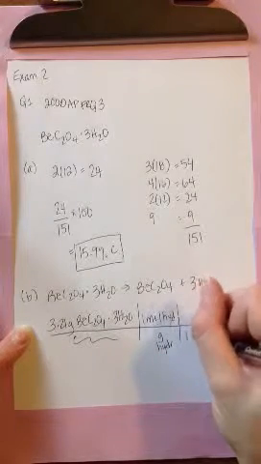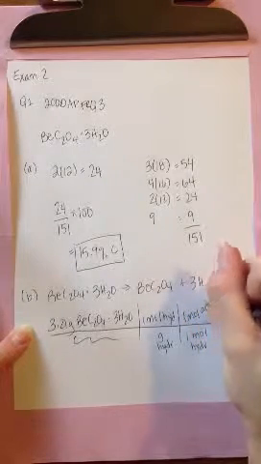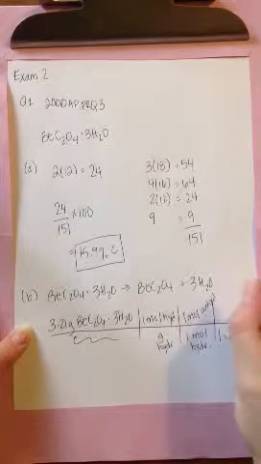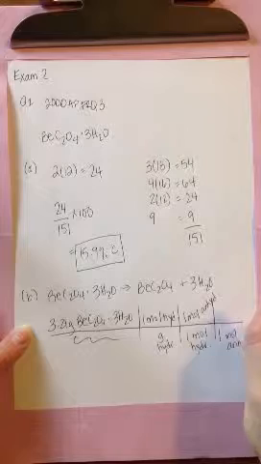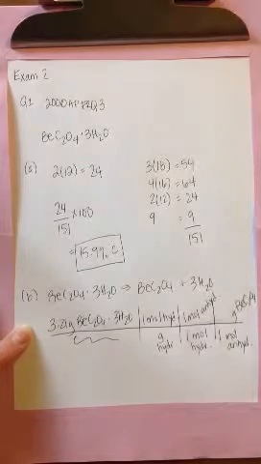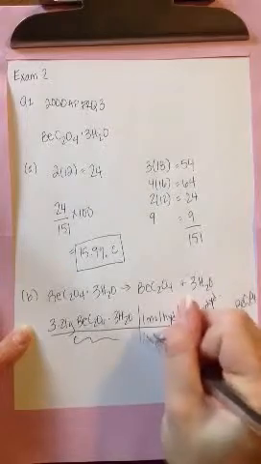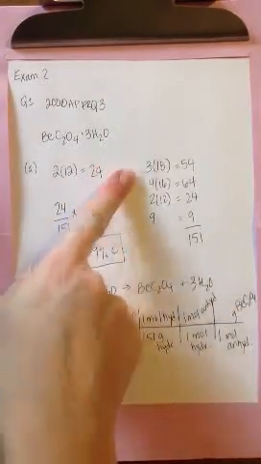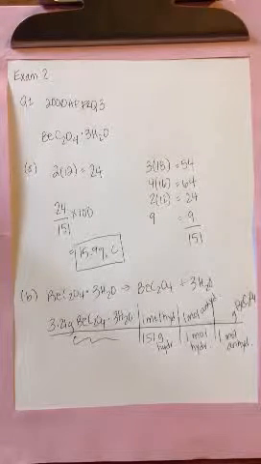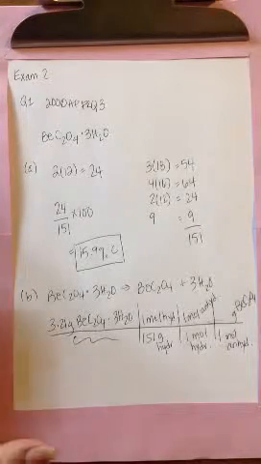So I've got a 1-to-1 mole ratio of the hydrate to the anhydrate. And then I need the molar mass. So I've got to find the molar mass of each. Well, I know the molar mass of the hydrate is 151, and all I got to do to find the molar mass of the anhydrate is to remove the 54, which comes from the water. So if I take 151 and subtract 54, I get 97.